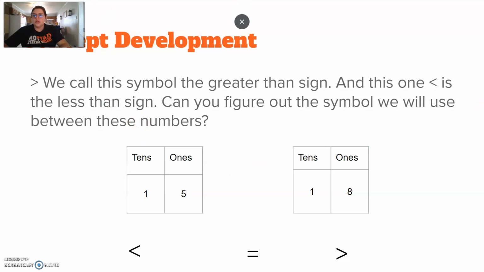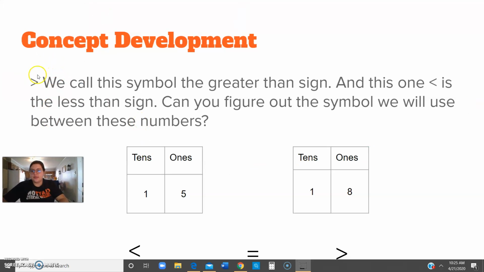Okay, so this is our concept development. This symbol, we call this the greater than sign, okay? This one is the less than sign. So can you figure out the symbol we will use between these numbers?